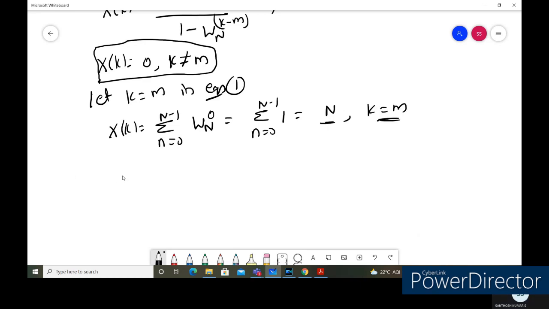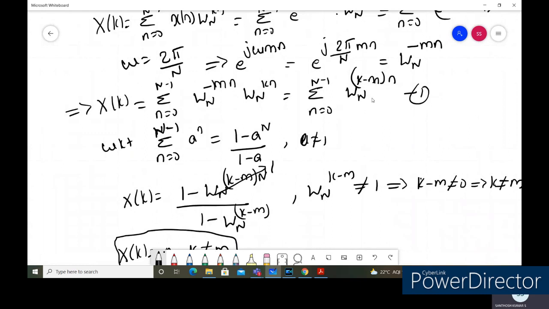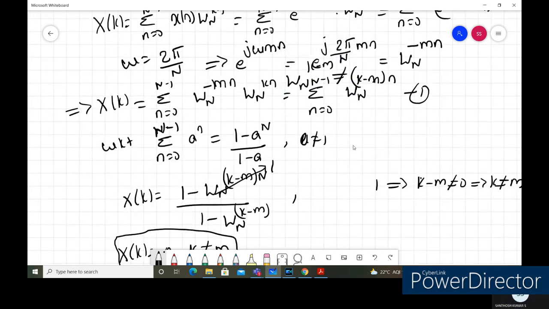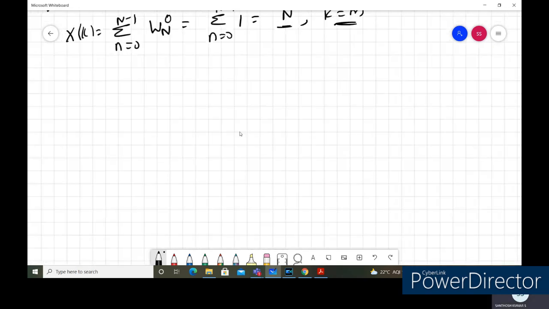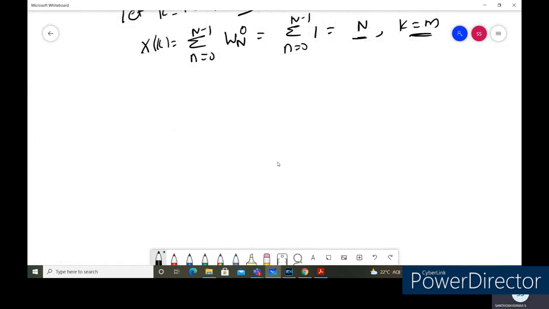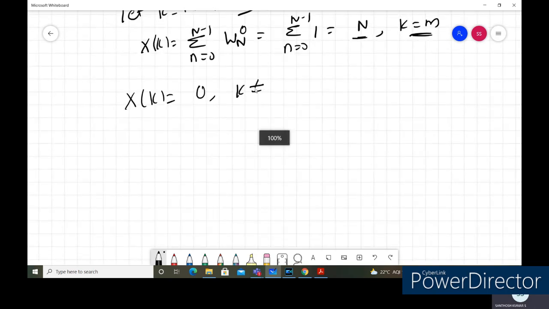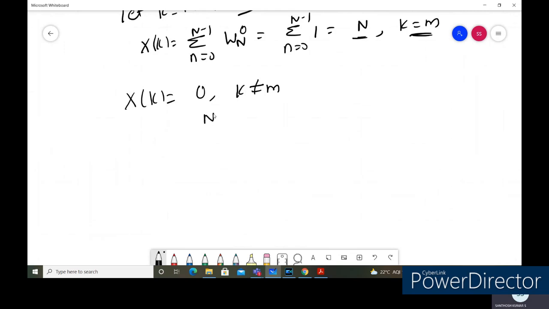So let us summarize. What we can write is this expression: it will become equal to N when k is equal to m, and it will become equal to 0 when k is not equal to m. So we can write the DFT, that is the sequence X of k, as: X of k is equal to 0 for k not equal to m, and N when k is equal to m.